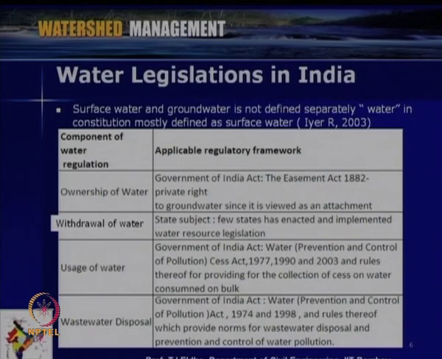As far as withdrawal of water is concerned, it is a state subject. Some of the states have enacted and implemented water resource legislation. As for usage of water, it falls under the Government of India Act. For prevention and control of pollution, various acts have been enacted. The Government of India agencies have advisory roles, and mainly the state government deals with water pollution issues. Wastewater disposal is also covered by Acts implemented in 1974 and 1998, which state various regulations.